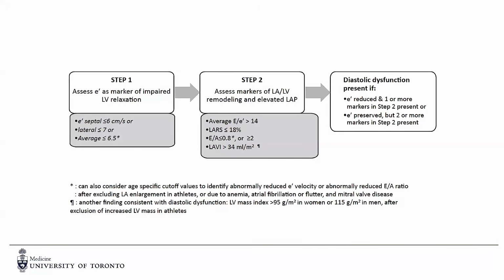So in general, if we have E prime being relatively low, we only need one of those 4 markers present in step 2 in order to diagnose diastolic dysfunction. Whereas if E prime is preserved, then we need 2 or more of those parameters described in step 2 in order to diagnose diastolic dysfunction.